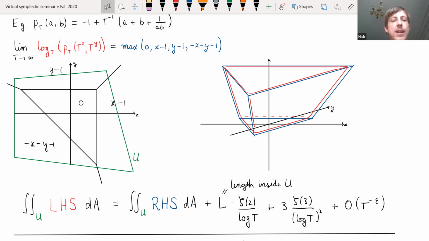then once again we get some subleading asymptotics. We get zeta of 2 over log t multiplied by the total length of this triangle with 3 legs coming off it that sits inside the green domain. And then we get 3 times zeta of 3 over log t squared. And that 3 comes from the fact that there are 3 vertices here. So we get a zeta of 3 from each vertex. And that's everything.